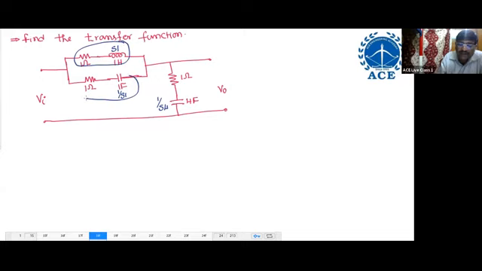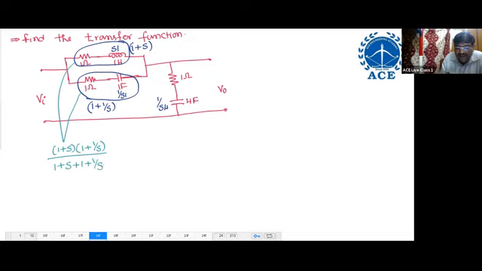This series combination, and then the parallel. This series combination means 1 plus SL, which is 1 plus S. The other series combination is 1 plus 1 by S. But these two are both in parallel. So parallel means product by summation. That means (1 plus S) into (1 plus 1 by S) divided by (1 plus S plus 1 plus 1 by S).